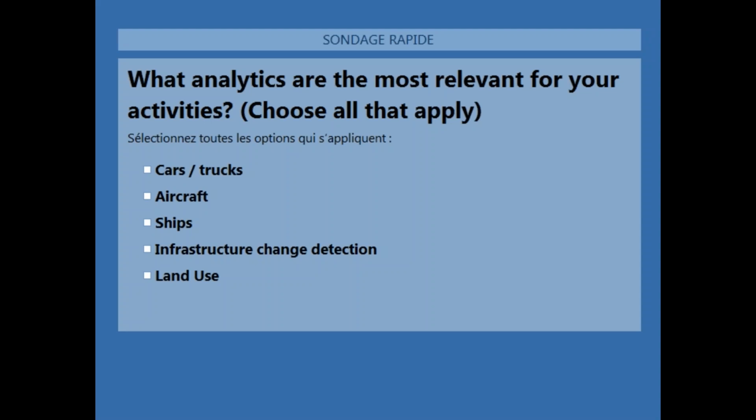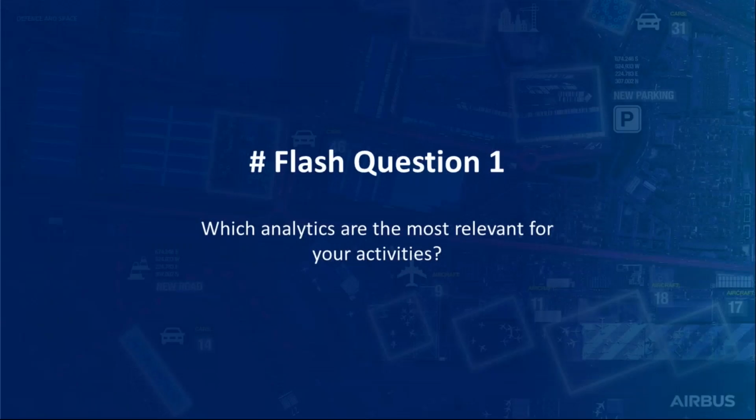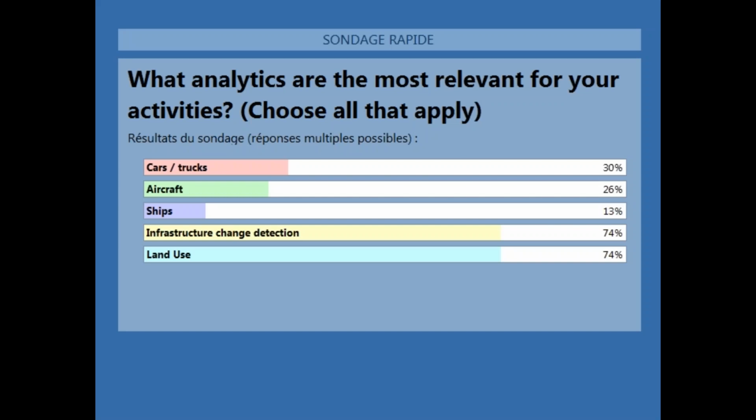So answers coming in, we are letting you a few more seconds to answer. Okay, so now we are going to close the poll and display the results. Okay, so we can see that 30% of you chose cars and trucks, 26% chose aircraft, 13% chose ships, 74% infrastructure change detection, and 74% land use.